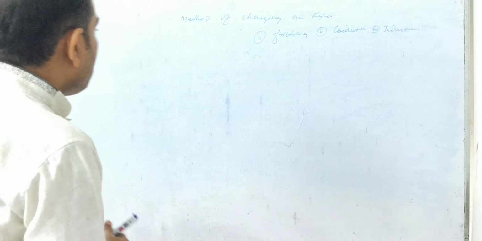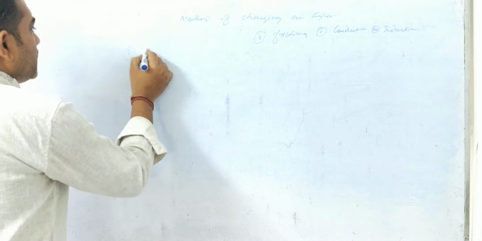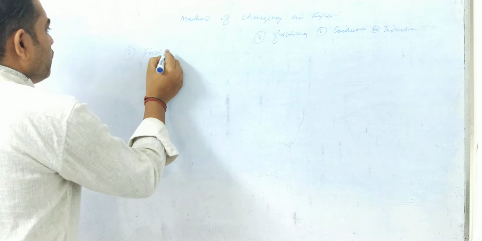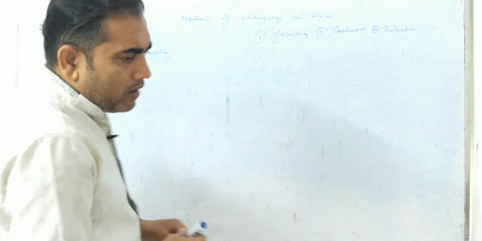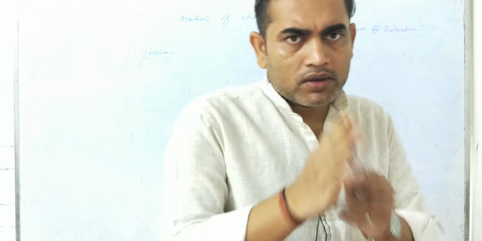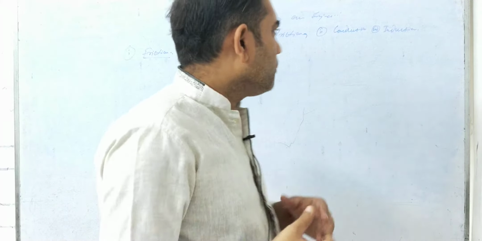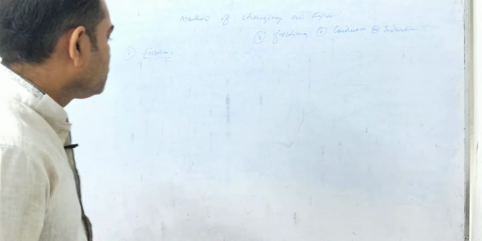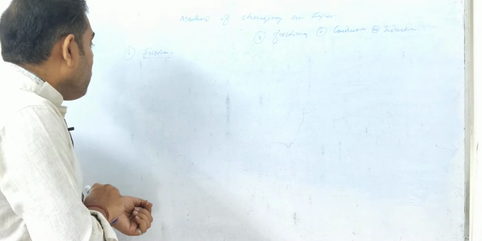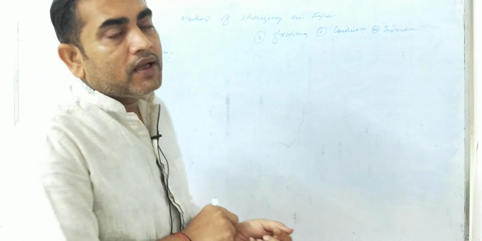Friction. So the first method is the friction method. What is friction? We know friction very well. Whenever two surfaces move or slide over each other, the force that opposes the motion of the objects is said to be friction. By friction we can charge an object.